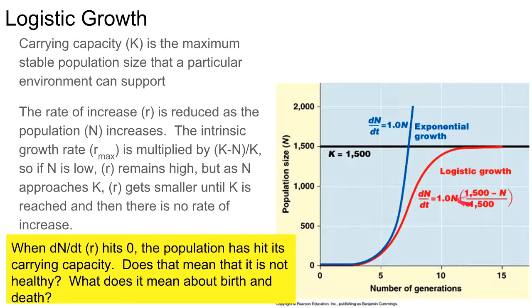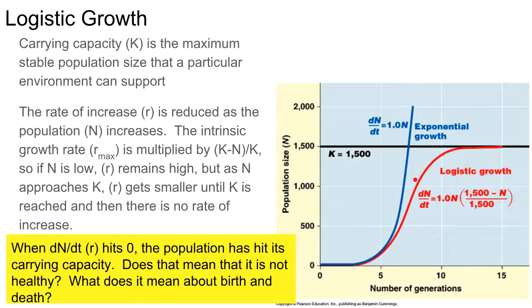So if you multiply by a zero here, your growth rate is zero, and that causes it to level off, where it's not going up and it's not going down, it's steady right at the carrying capacity. And that's how we get our S-shaped curve.